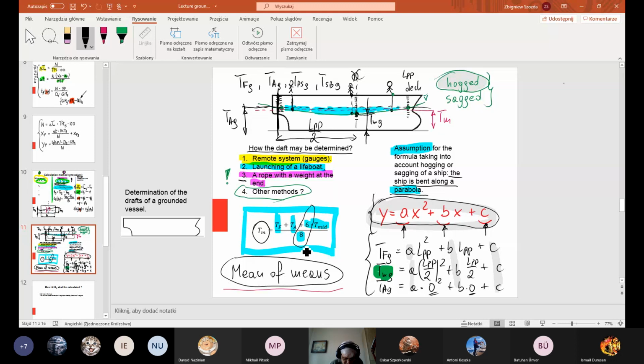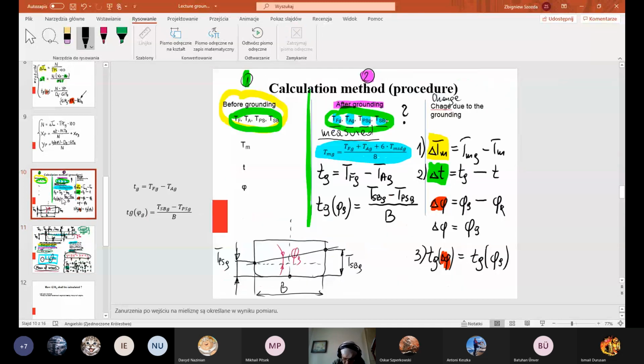If we use this formula for a freely floating vessel, this is TF. After grounding, of course, it will be G. And it seems to me I did put G here. Can you see? Yes. After grounding, and midship after grounding. Midship here means in the half of the length between perpendiculars.